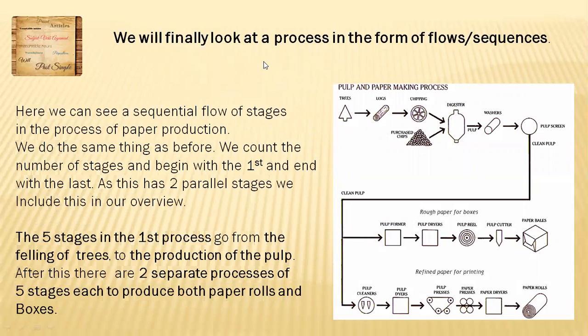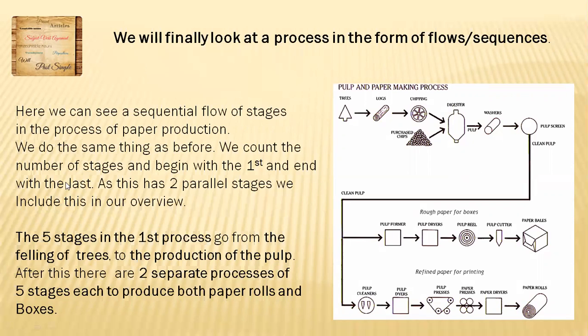And finally, we look at a process in the form of flow diagrams or sequence diagrams. Here we can see pulp and paper making. Now, here we have a process that splits into two processes. So now when you're writing your overview, you should take this into account. Some overviews, like the previous one, is just one sequence and it's very easy to write. This is slightly different. You have to include the separation, but you don't have to describe it in detail.